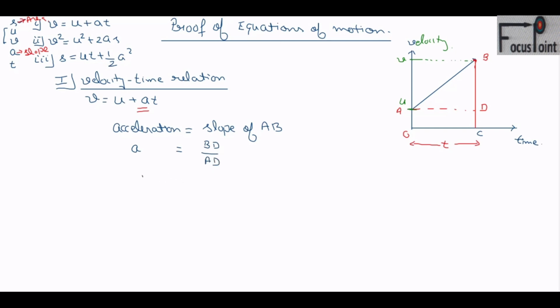Okay, so acceleration will be equal to BD upon AD. Now, how will you calculate this BD? The length of this BD will be equal to V minus U.